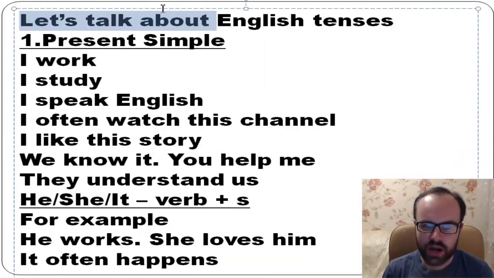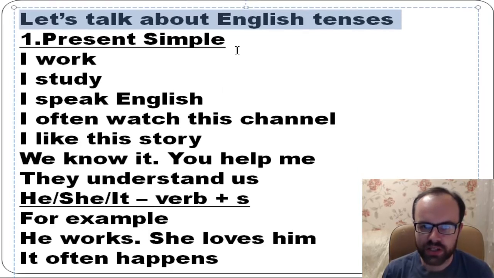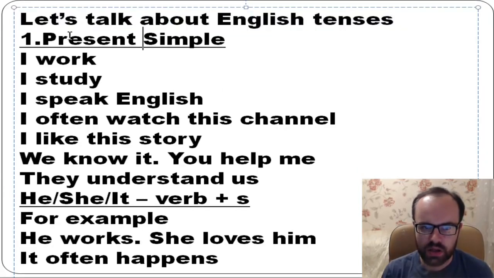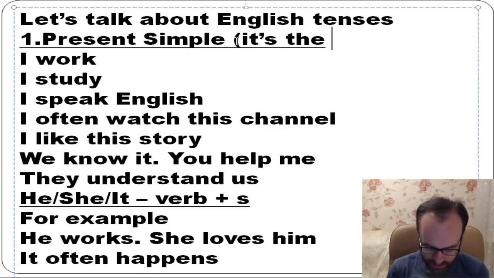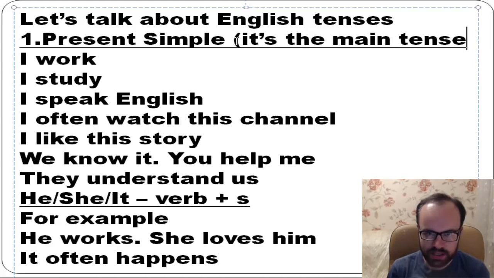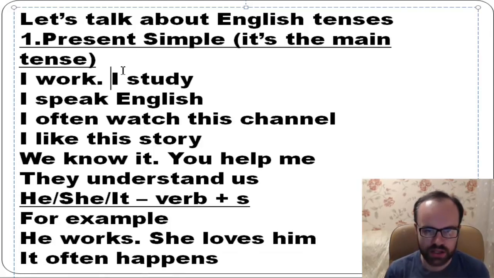Let's talk about English tenses. The first tense is present simple. It's the main tense in English. It's the most important tense.